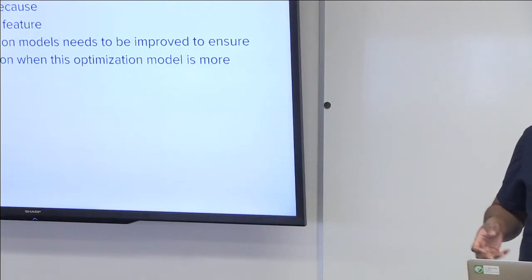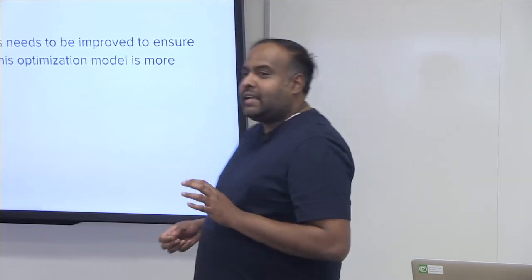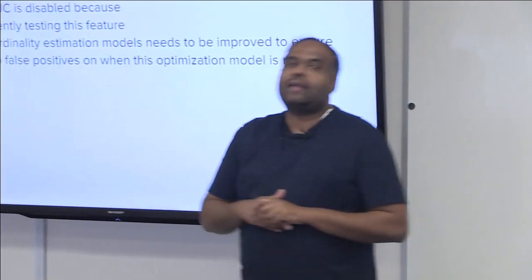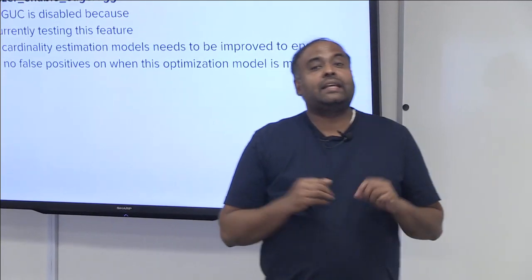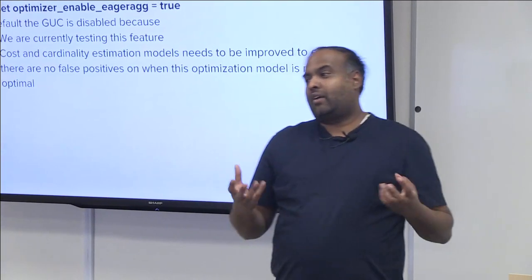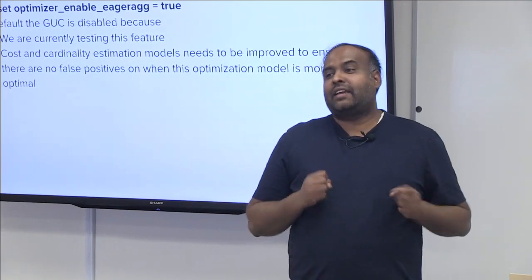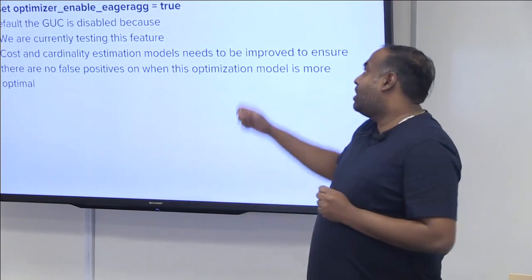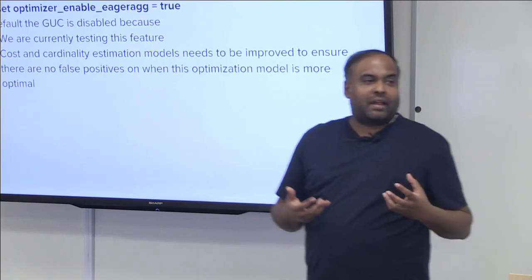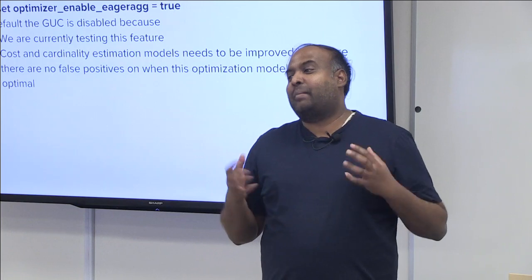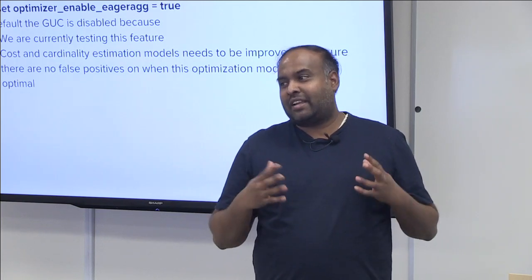So how do you take advantage of this? We currently have a knob in the optimizer, enable eagerag. Currently it's set to false. That means by default you won't have the benefit. If you want to try it and give feedback to us, you should turn it on and see how it's benefiting. Now the question that you may ask is, why is it not on by default? It's coming. It's going to be on by default.